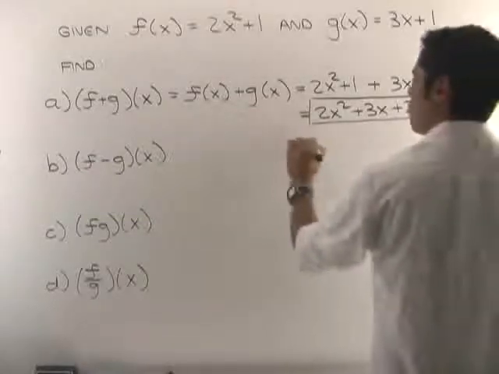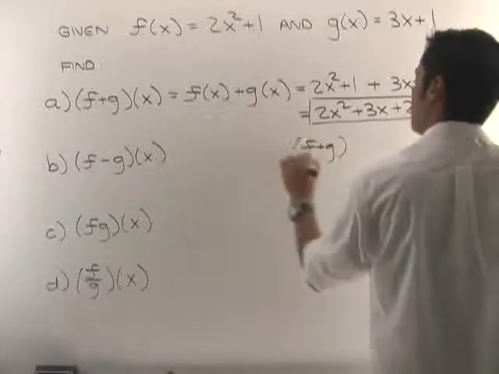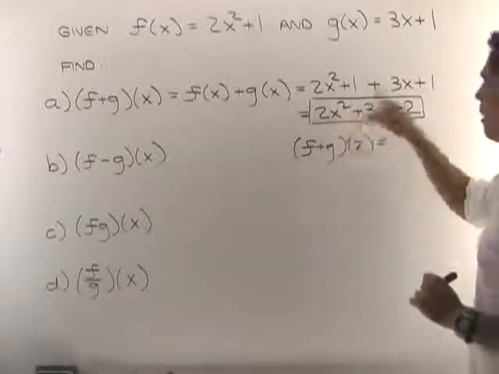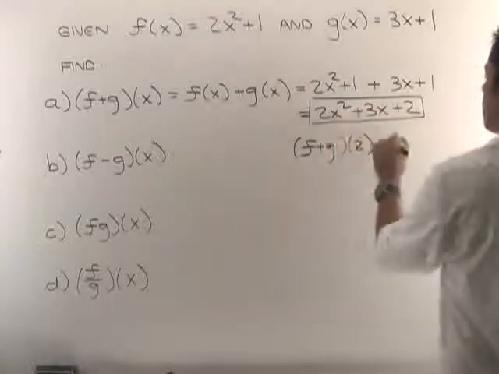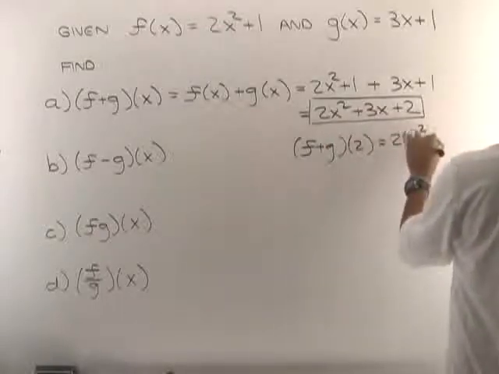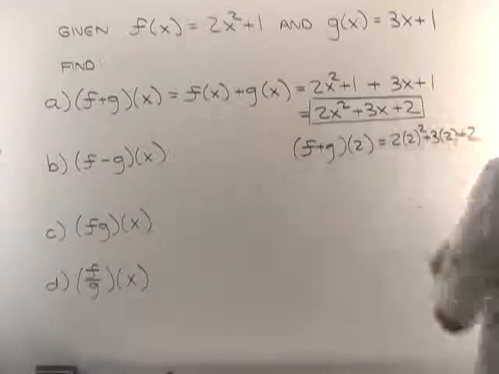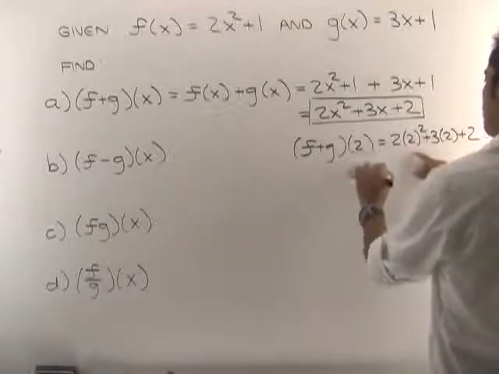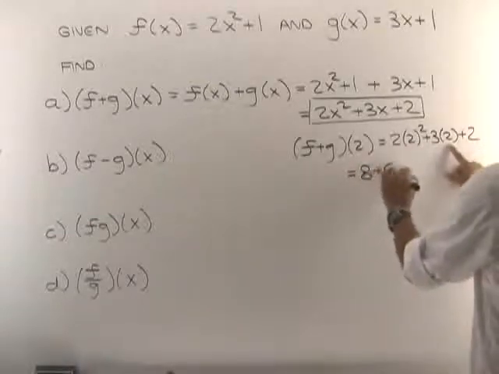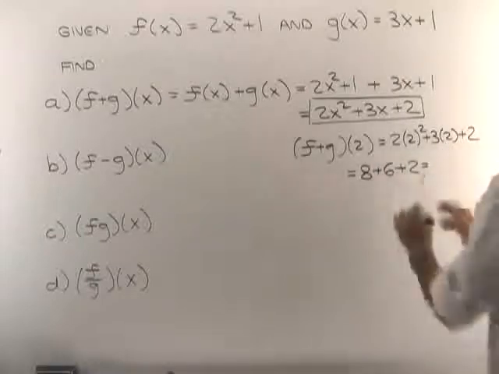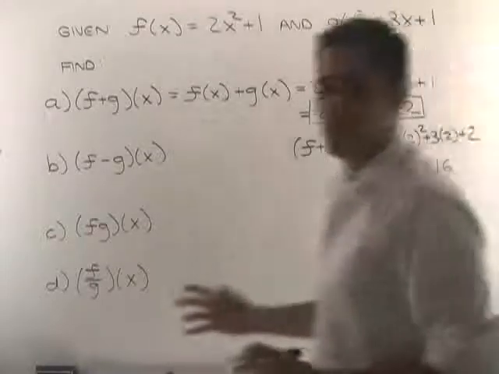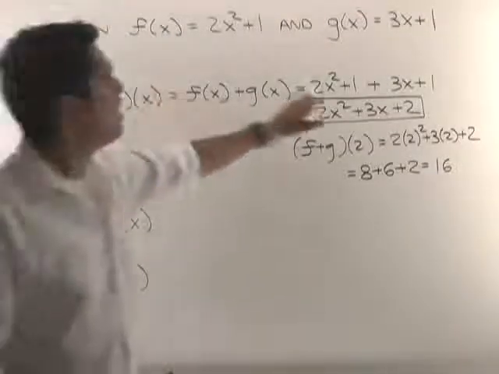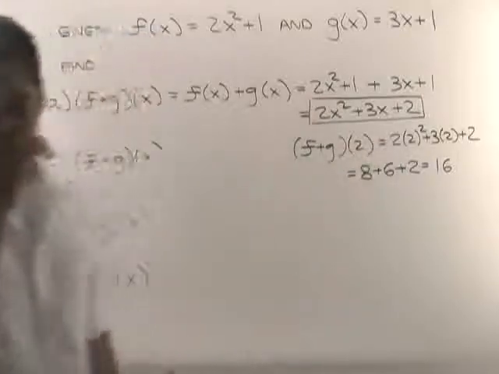So now if you were asked to do something like f plus g of 2, all you would have to do is take this result and plug 2 into it. So you plug 2 in here, you get 2 times 2 squared plus 3 times 2 plus 2. Then you multiply this all out. So you get 4 here times 2, which is 8, plus 3 times 2 is 6, plus 2. Then add all this up together, you get 16. So that's how you'd find the sum of the functions at x, and then use that to find the sum of the functions at a given value.